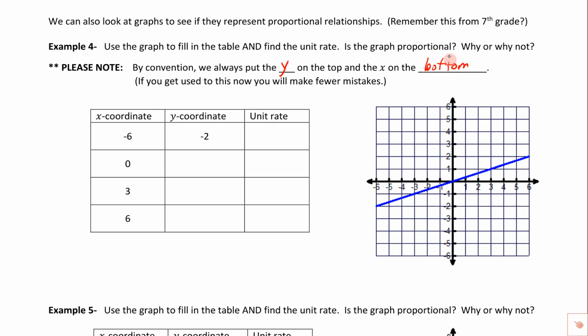Now, if you get used to this right now, it's going to make things later on in this unit, and in units in the future and in other classes, much easier. We're always going to be putting the y coordinate on the top and the x coordinate on the bottom.